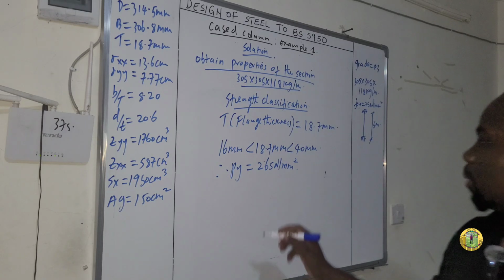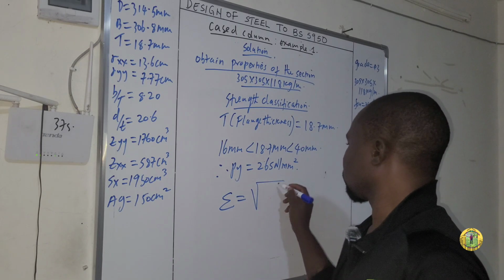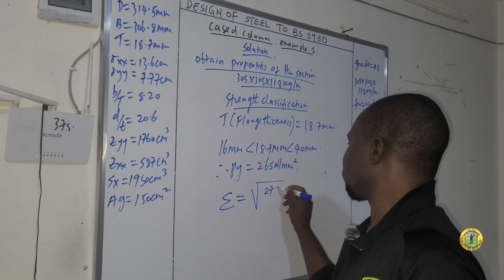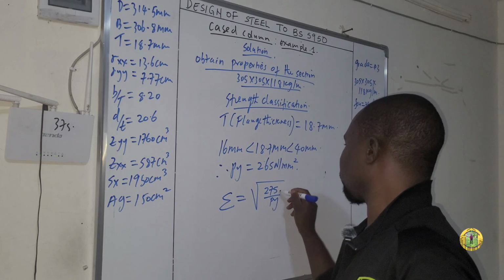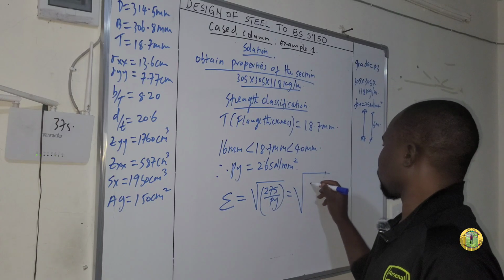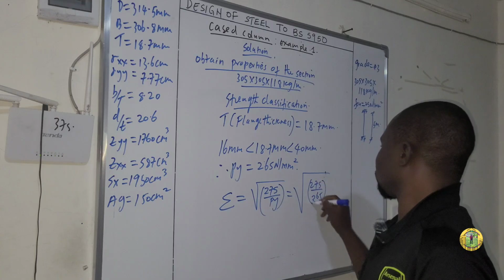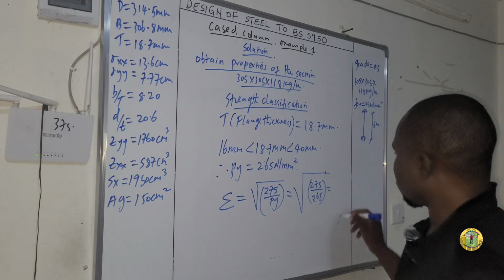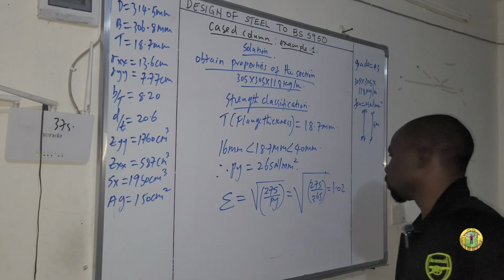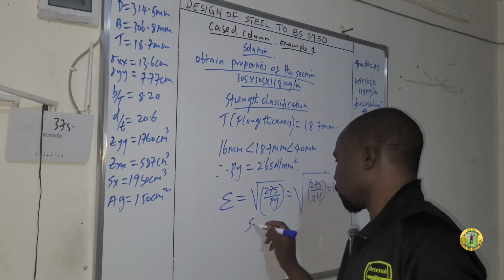And then we'll obtain a value for epsilon, which is given by 275 over Py. So this one is equal to 275 over 265. So it's equal to 1.02, like that. After strength classification, we now proceed to section classification.